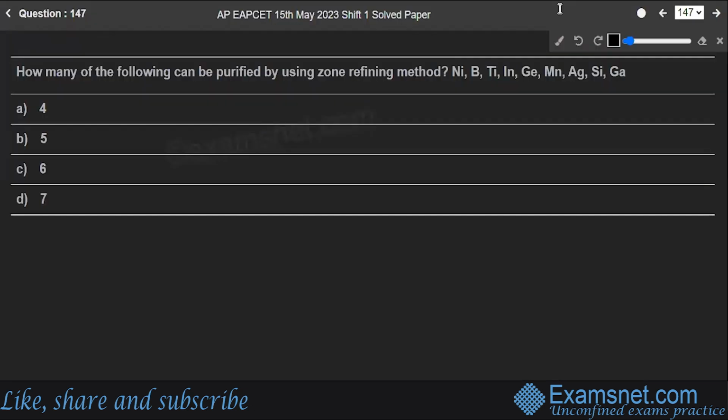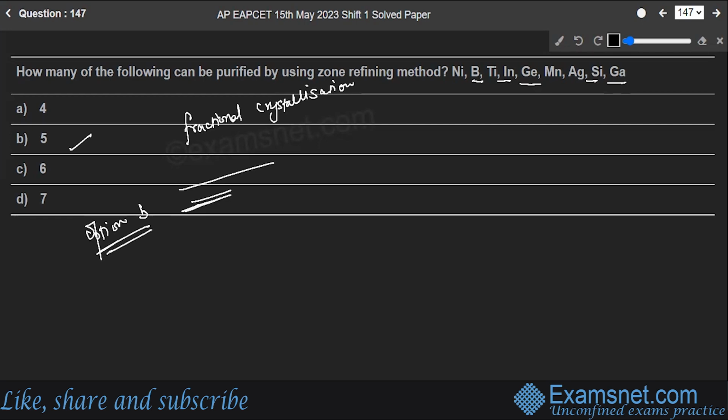Question 147, how many of the following can be purified using zone refining method? This is the list given and you have to choose which can be purified using a zone refining method. First, what is zone refining method? It is based on fractional crystallization. This is because impurities prefer to stay in the melt form, and on solidification, only pure metals solidify on the surface of the melt. Metals like silicon, gallium, germanium, and what else? Boron. These can be purified using zone refining method. So you have these as 5. That means option B stands to be the correct answer to the question.